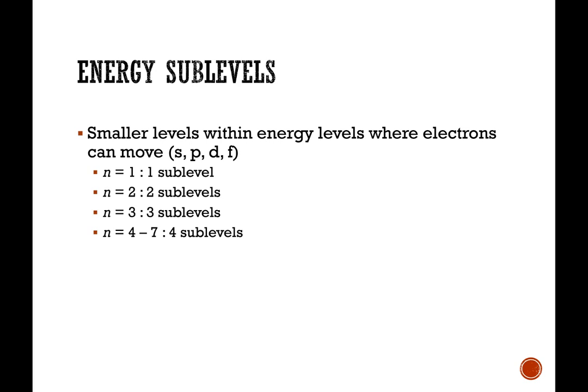Within each energy level, there are sublevels. The sublevels are labeled with letters S, P, D, and F. In energy level 1, there is one sublevel, an S sublevel. In energy level 2, there is an S and a P. Energy level 3 has S, P, D, and then energy level 4 has S, P, D, and F. And everything above 4 has all 4 sublevels. The letters of the sublevels correspond to their shapes, but I don't worry about shapes really too much.